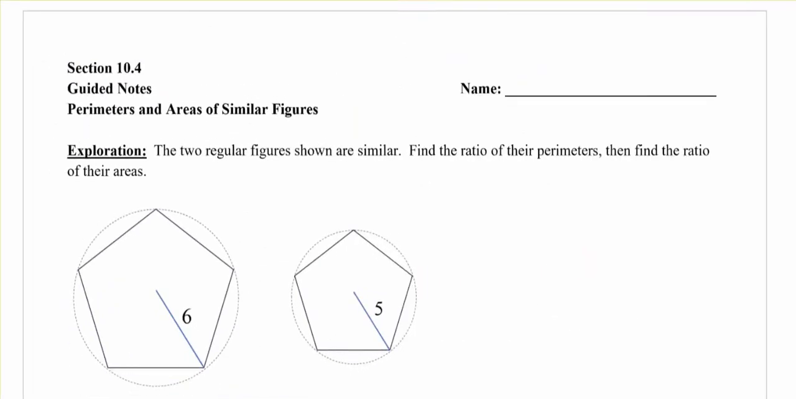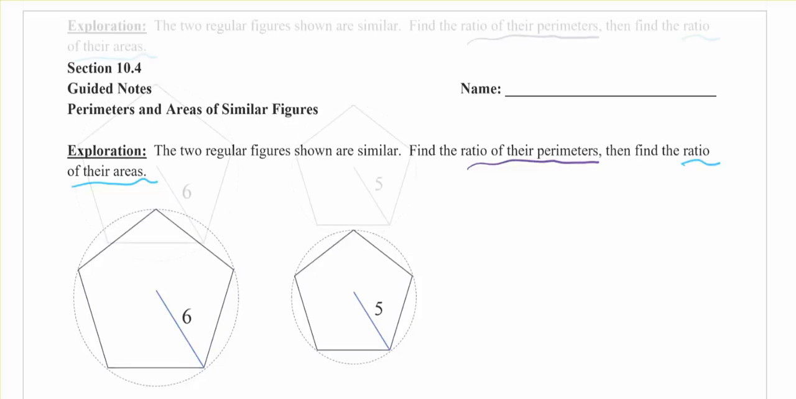Next, we're going to look at 10.4. To start to explore the idea, I'm going to give you two regular pentagons in this case, and I want to find two things. I want to find the ratio of their perimeters, and I also want to find the ratio of their areas.